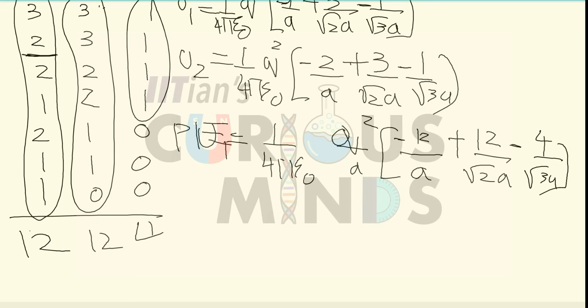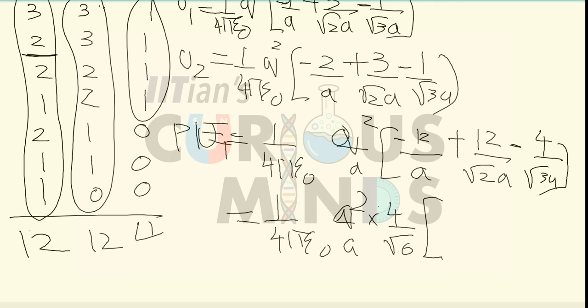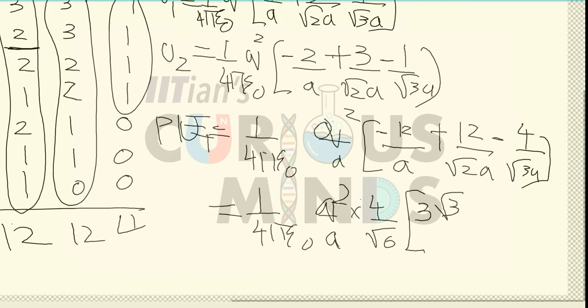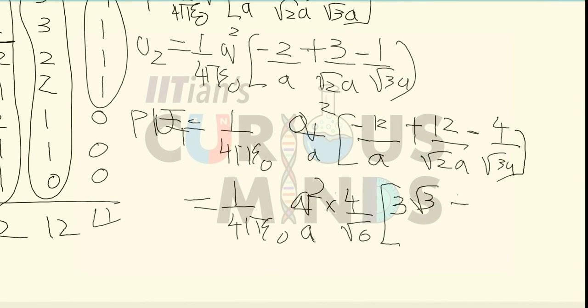Okay, if I take 4 and root 2 common over here, I will get the answer as q divided by 4 pi epsilon naught a. If I take 4 and root 3 common, let us take root 6 common. The first term will be multiplied by 3 root 3, and a is also taken as common. For the second term, I am taking root 6 common over here.